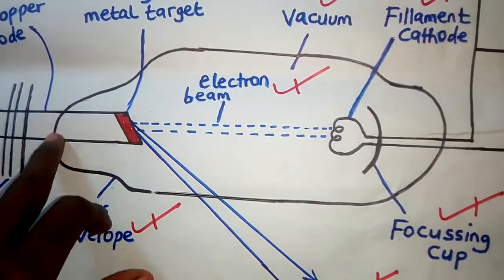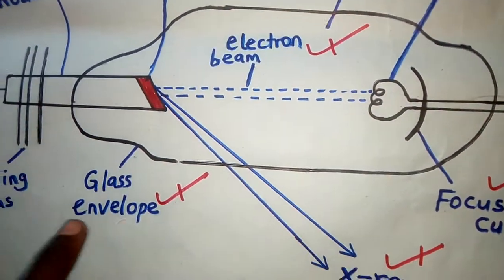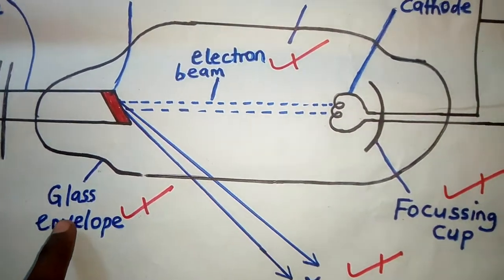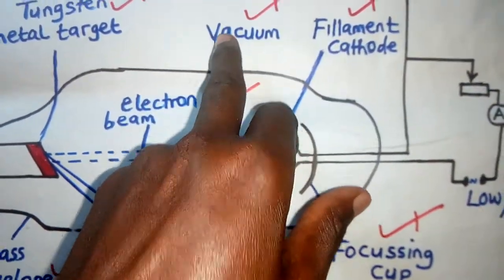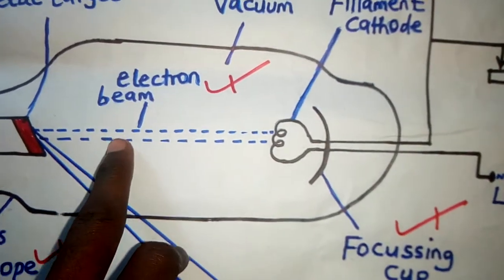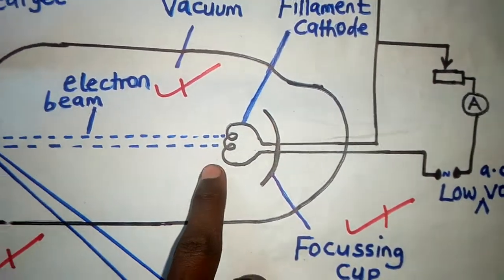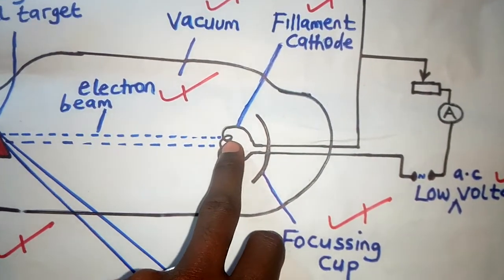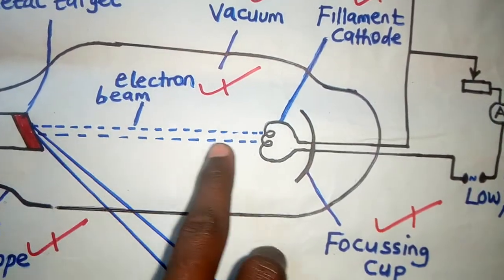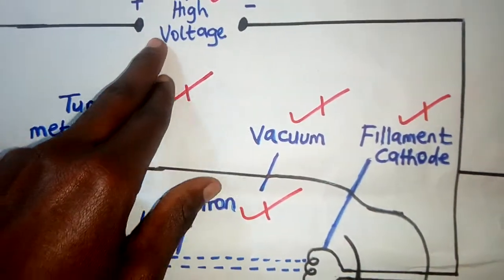Because inside, you see this round thing, we call it the glass envelope. Inside that glass envelope, there should be a what? A vacuum. We don't need any air here. Why don't we need air? Because air is going to interfere with the movement of these electrons. Once these electrons are produced from the cathode, they should be accelerated. They should move very fast, and that is the work of the high what? High voltage.